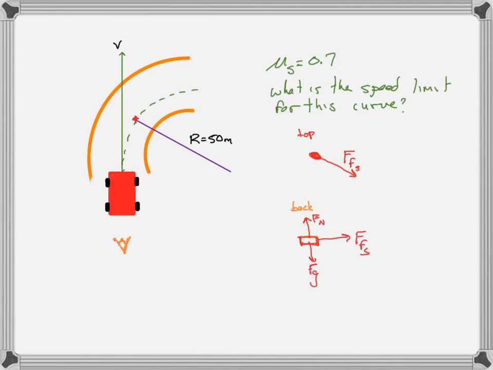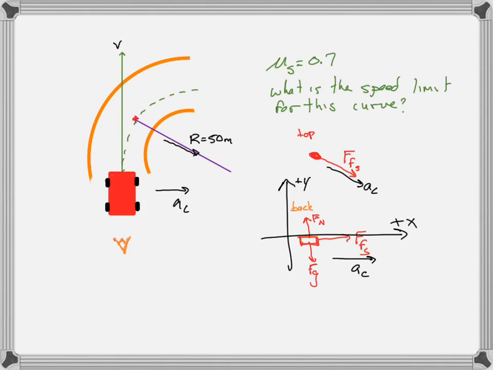So we now go ahead and do our typical Newton's second law problem-solving process. I'm going to put a coordinate axis, plus x to the right, plus y up. Why is plus x to the right? Because the acceleration is towards the center of the curve. And the center of the curve is this way, right? That's the center of the curve. So the acceleration is that way.